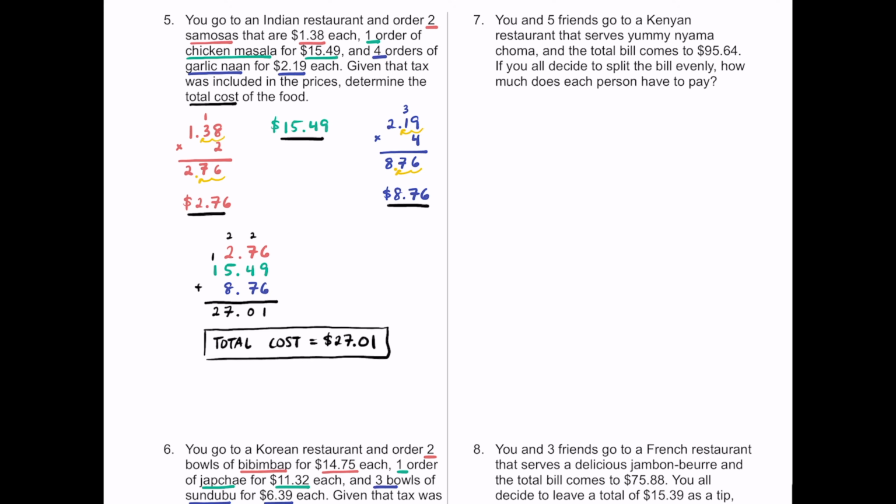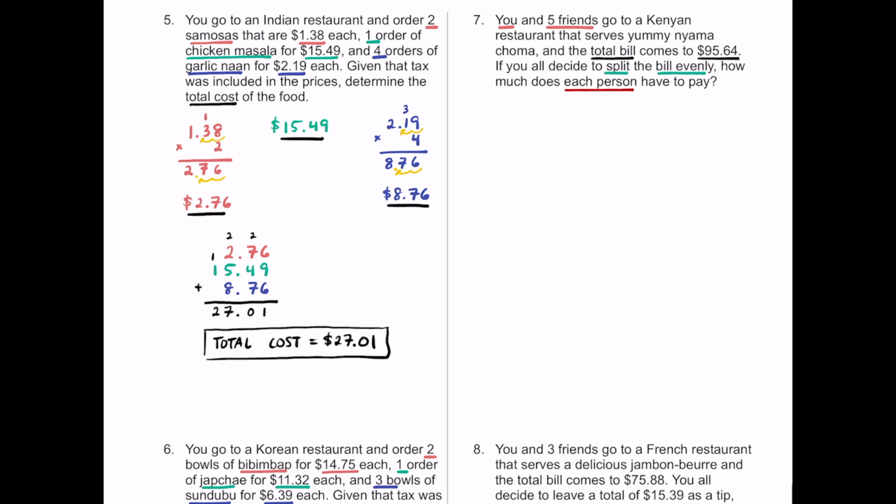For number 7, you and 5 friends, so keep in mind if you and 5 friends are going, there's actually 6 people, go to a Kenyan restaurant that serves yummy nyama choma, and the total bill, this total bill is all the food together, is going to come to $95.64. You then decide to split this bill evenly, okay, so you're going to divide it. How much does each person, just one person, have to pay all for each of this all together? So we're just going to find out the cost per one person here.